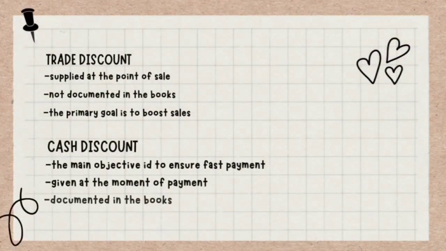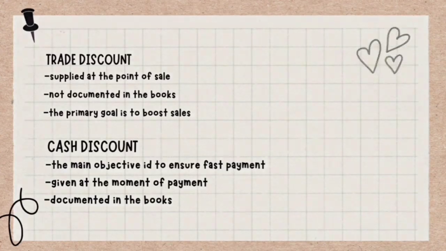So now let's move on to question number 4, which is the last question. But first, we have to know what trade discount and cash discount are. Trade discount is supplied at the point of sale, not documented in the books, and its primary goal is to boost sales. Cash discount's main objective is to encourage fast payment, given at the moment of payment, and it is documented in the books.